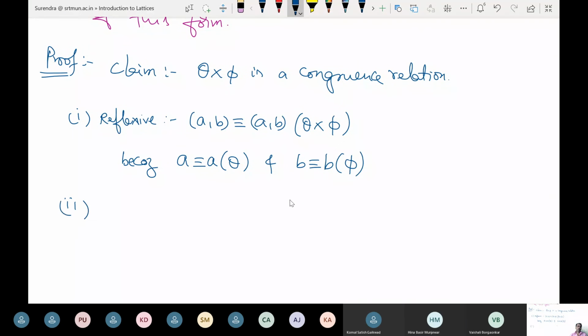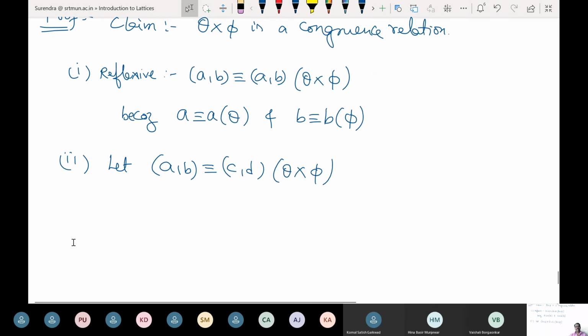Now what we want to show, to show it is an equivalence relation, is symmetry. So start with: let (a, b) be congruent to (c, d) modulo theta cross phi. We want to show that (c, d) is congruent to (a, b). But what is the meaning of this one? How is it defined? We know that a is congruent to c modulo theta.